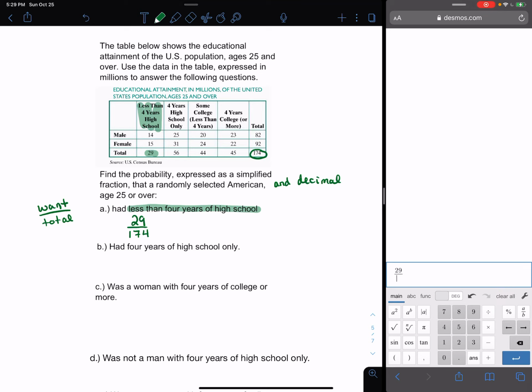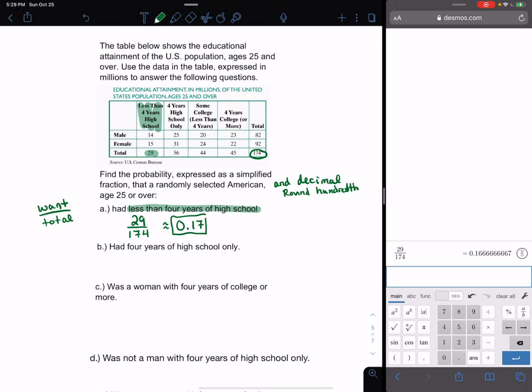So I'm going to do 29 divided by 174, and that gives us this decimal. So let's say that we're going to round decimals to the nearest hundredth. That's 2 digits after the decimal point. So if I do this, that 0.1666 repeating, that 6 tells me to bump it up. So I'd say in decimal form, it's about 0.17 for our probability.